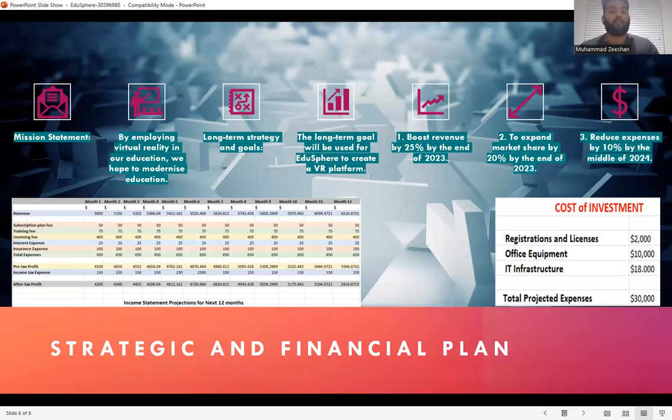Here we make an income statement projection as well for the next 12 months. Every month you can see at the top there is a subscription plan fee of $50, training fees, license fees, and all related expenses. And at the end we show you the actual amount which you will earn at the end of every month after tax deduction. So that's what my presentation is on the virtual reality education platform.